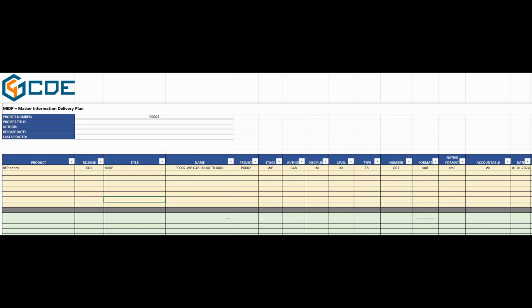A Master Information Delivery Plan, MIDP, should also be prepared as part of this process. The MIDP is a dynamic document that evolves throughout the project, initially covering only deliverables tied to the nearest milestone. Over time, it is updated with subsequent deliverables, including models, drawings, and documents, along with their deadlines and interdependencies.